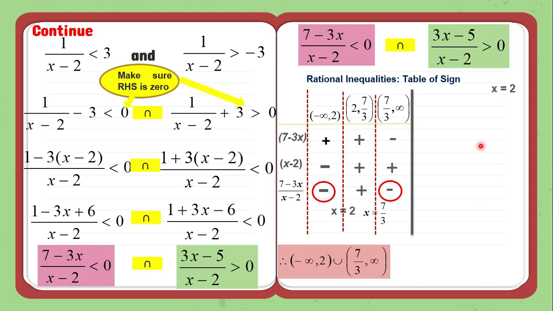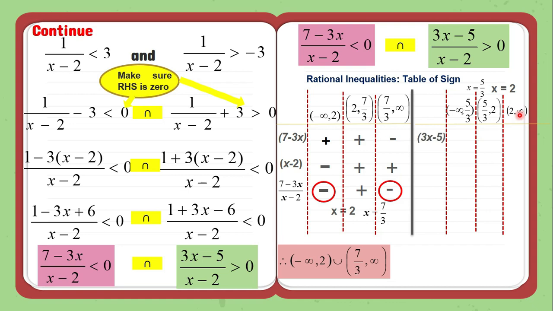Draw a table. We know we have x equal to 2 and x equal to 5 over 3. Then write down the three intervals here: before 5 over 3, between 5 over 3 until 2, and more than 2. So write down the two factors. The first factor is 3x minus 5, and the second factor is x minus 2, and this is our question.